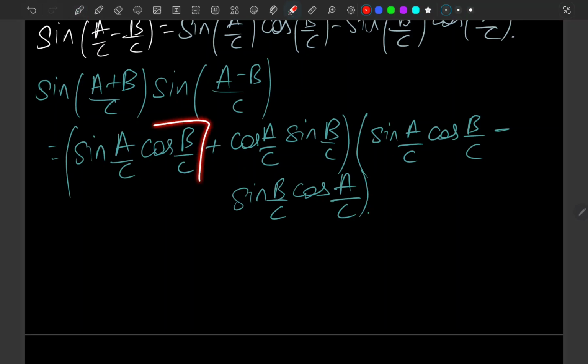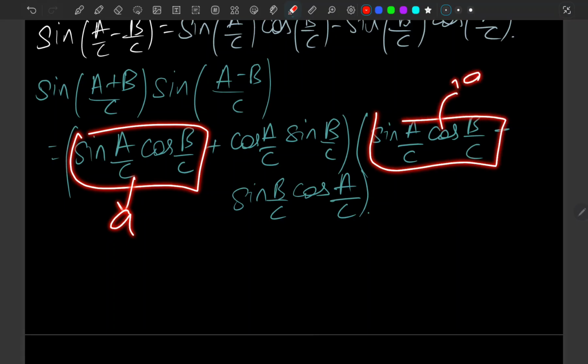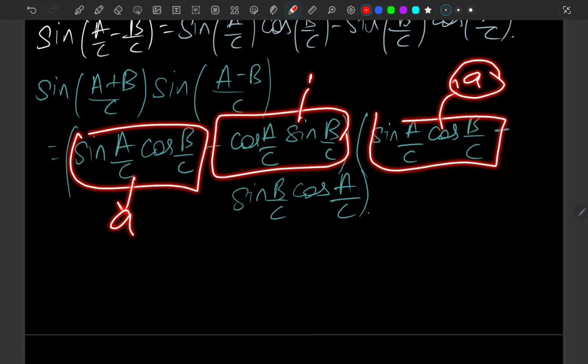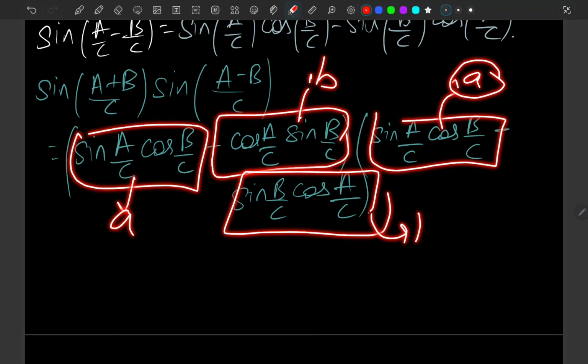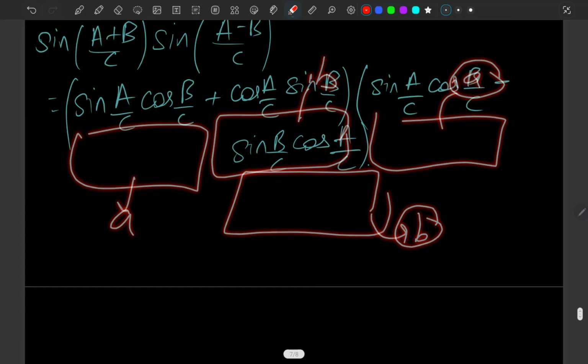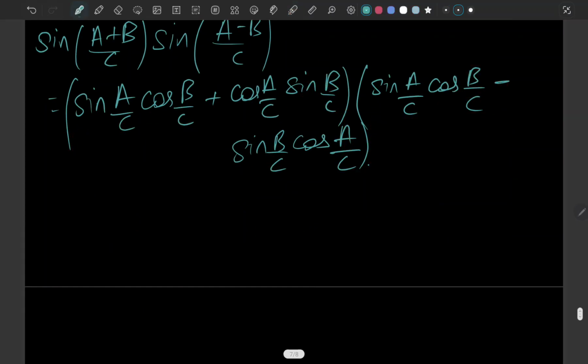Let's consider this as small a, and this is your small a, right? And let's consider this as a small b, so this is your small b here. So it's (a plus b) into (a minus b), which is a squared minus b squared, again an identity. So (a plus b)(a minus b) equals a squared minus b squared.